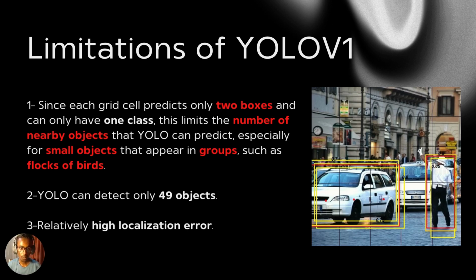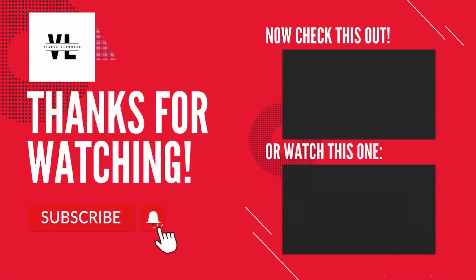And YOLO can detect only 49 objects, and it has a relatively high localization error. So that's all about YOLOv1, and in the next video, we're going to look at YOLOv2.